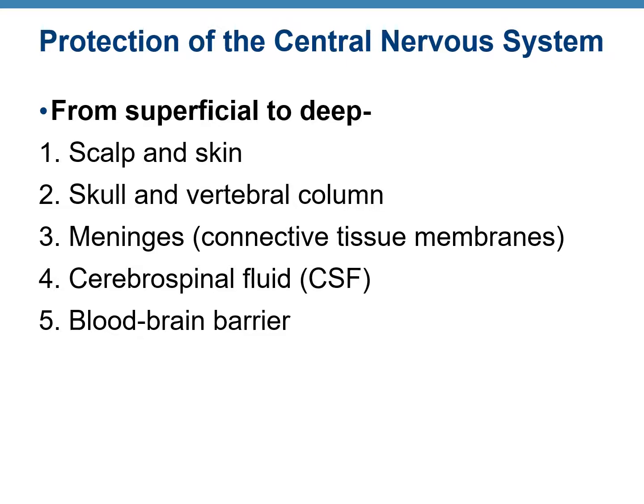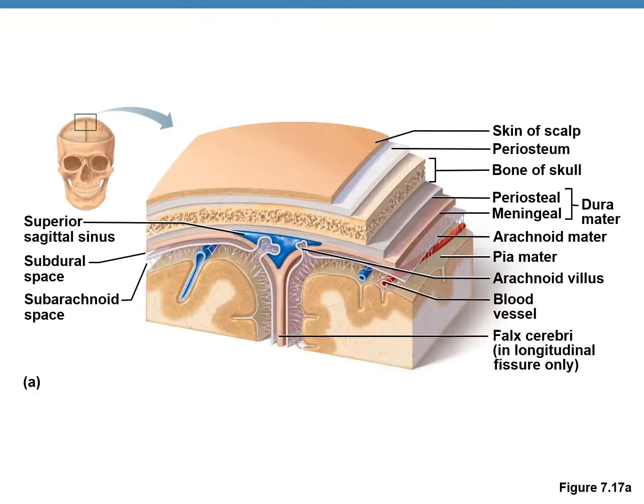The CNS is protected by several layers. From superficial to deep, these layers are the scalp or the skin. Then deep to the scalp is the skull. Deep to the skin is the vertebral column. That means the bones are protecting. After the bones, then it's the connective tissue membranes known as the meninges. Also, there is a fluid called cerebrospinal fluid that protects from inside. And finally, the blood-brain barrier also protects the CNS. This figure illustrates the layers protecting the CNS.